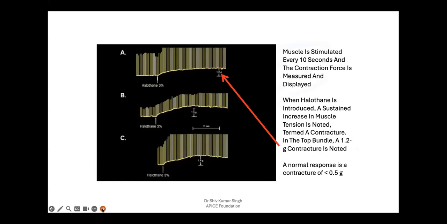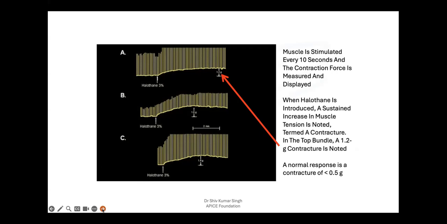The biopsy is taken from the muscle, and no local anesthetic should be infiltrated into the muscle. You can infiltrate into the skin, so it can be done under GA with TIVA, or if you're doing it under local, then lignocaine should be infiltrated only in the skin. There should be no infiltration of the muscle. The sample is taken from the vastus medialis or lateralis, and then it is subjected to stimulation every 10 seconds, and you record the contraction forces.